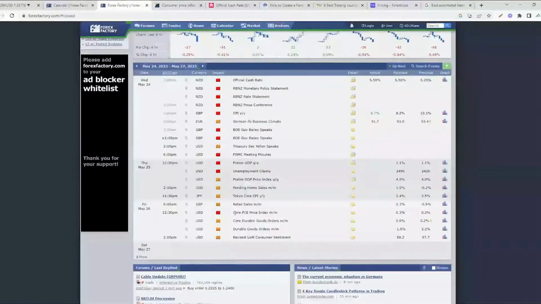And the last one to look out for will be the PCE price index at 12:30 p.m. GMT on 26th of May. This is the personal consumption expenditure price index. It is another gauge for inflation, and it's actually the Federal Reserve's preferred measure of inflation. So they'll be watching this data point very carefully for both the headline and core readings on a monthly basis as well as an annualized basis.